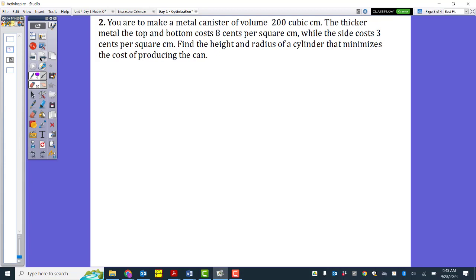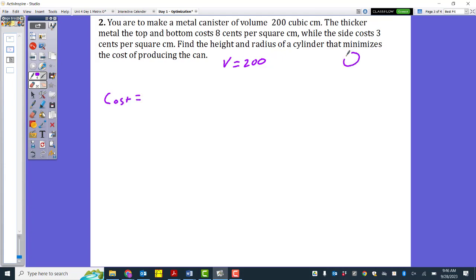So we know that the volume has to be 200. The thing with these is, unlike with related rates, because we're just taking the derivative not implicitly, you have to have only one variable in your equation. So let's create the equation that we're maximizing. Our cost equation is what we want to maximize.